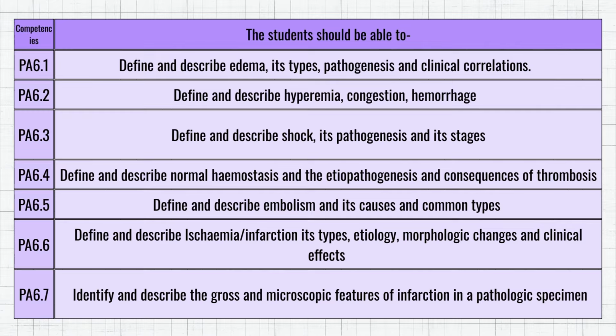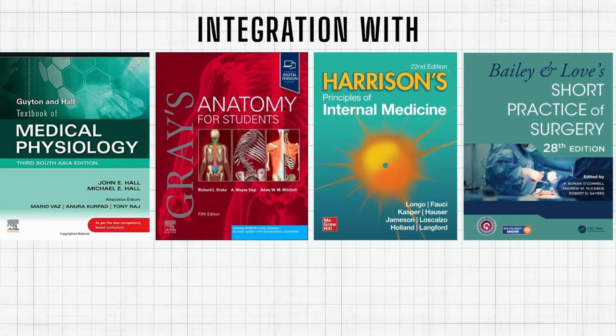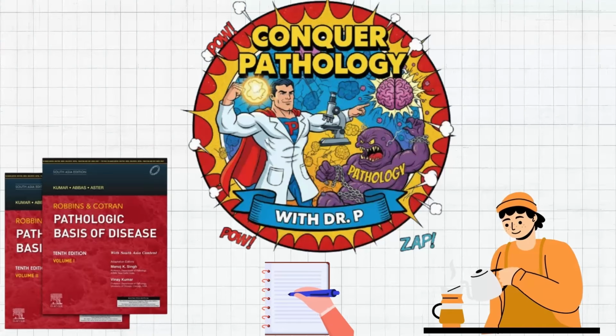We will cover this strictly according to the NMC CBME Competencies PA 6.1 to PA 6.7, integrating physiology, anatomy, medicine and surgery. So grab your Robbins, a notebook and a coffee. Let's conquer this.